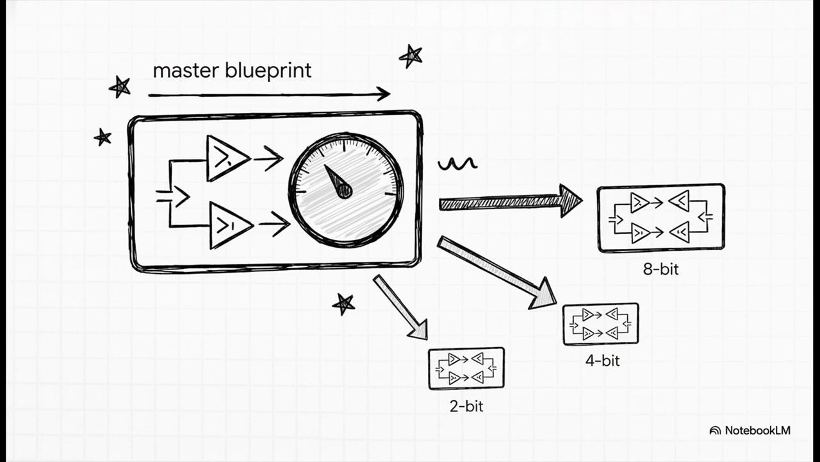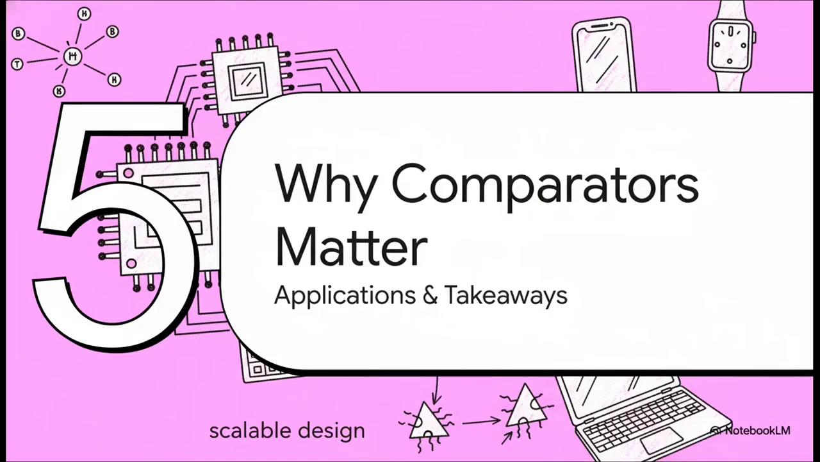And the absolute beauty of modern hardware description languages is that you don't need to write a whole new circuit for a 2-bit comparator and a 4-bit and an 8-bit. No way. You write a single, flexible module, and you use something called a parameter to define how wide you want it to be. This is how pros design hardware. You make it reusable and scalable right from the start. So we've gone from a single bit all the way to a powerful, scalable design.